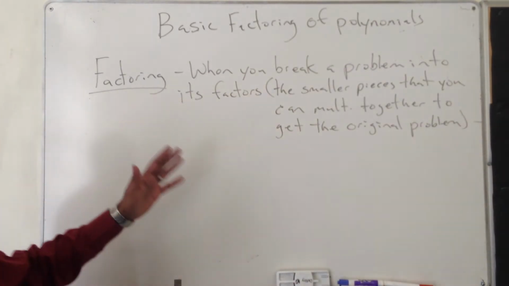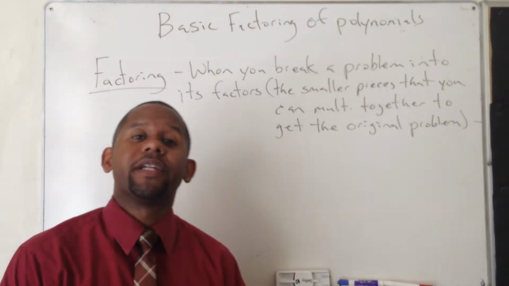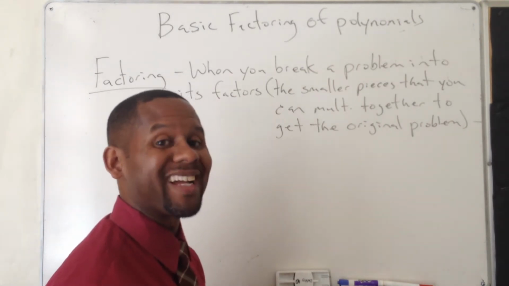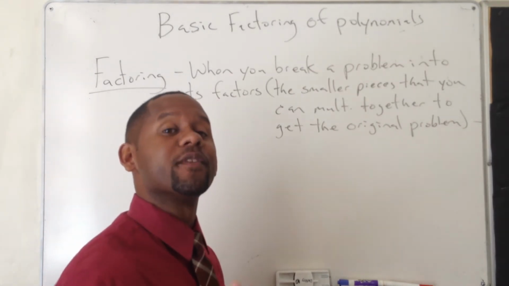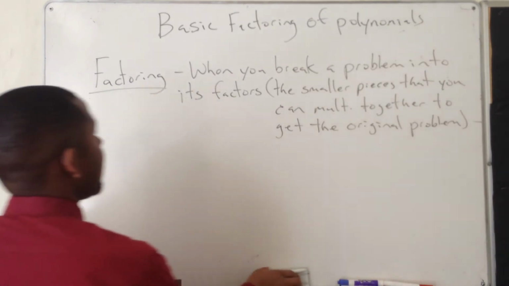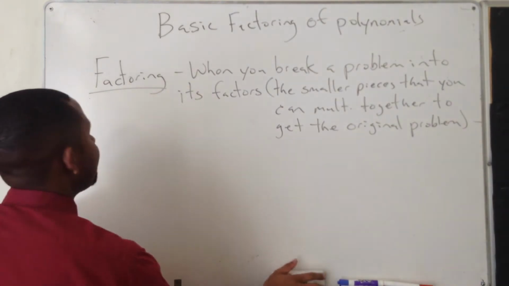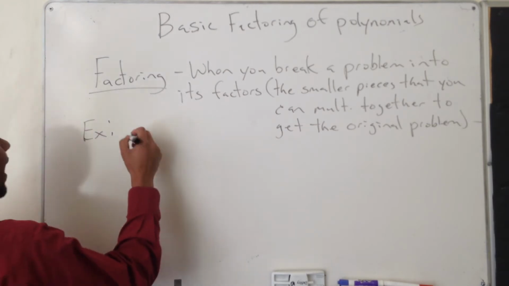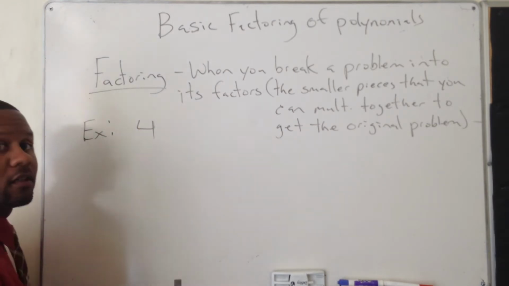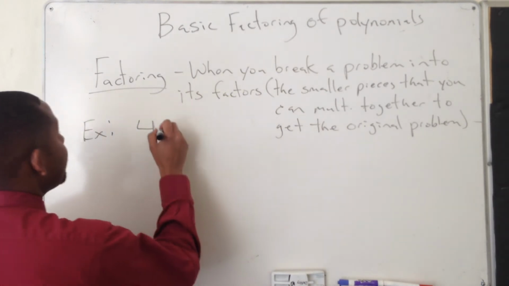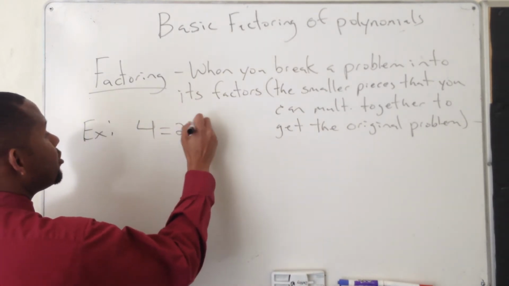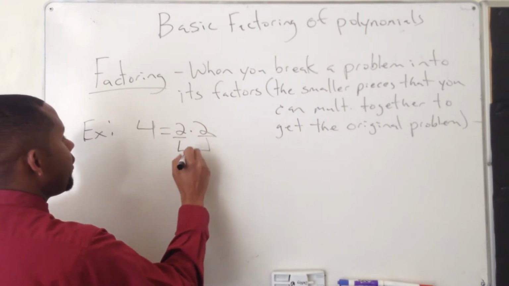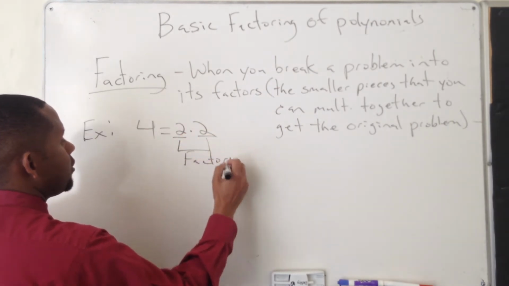Okay? So we're going to do some factoring, breaking down this thing into smaller pieces, the smaller pieces that we can multiply. Actually, we're going to be breaking it down into the smallest pieces. Okay? So hopefully you have that down. Let's do an example, right? So if I said factor 4, you would factor 4 and you break that down into 2 times 2, right? These are the factors of 4.